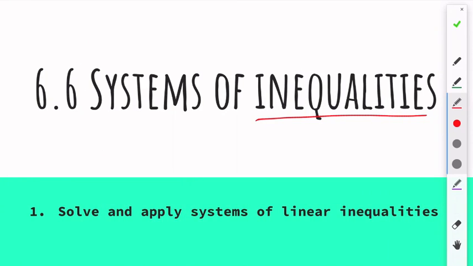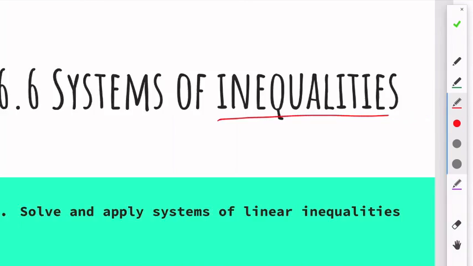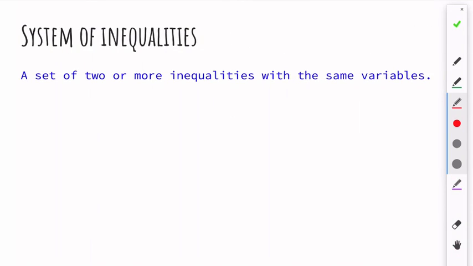Today we're going to be talking about 6.6 systems of inequalities. So we've been talking about systems of equations. Now we're talking about systems of inequalities, if you can guess what that means. We're going to be solving and applying systems of linear inequalities. This is the goal of the day. So here we go. First of all, we have to know what is a system of inequalities.